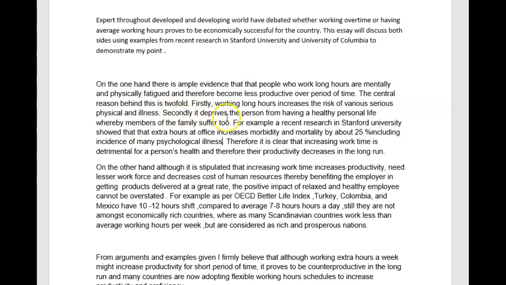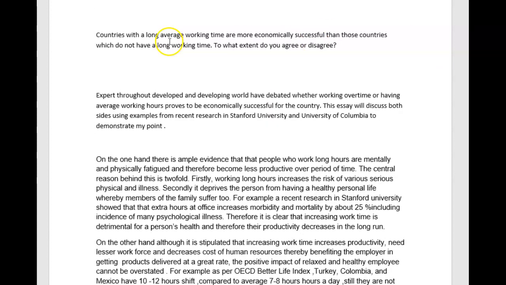You said that the family members suffer too. I think that it would have been very good to say what you meant by that. Give us an example, like how do family members suffer? Okay, but more importantly, we're supposed to be talking about this: countries are more economically successful.